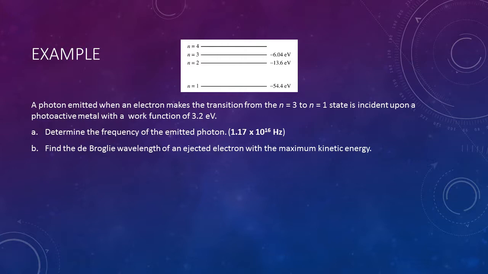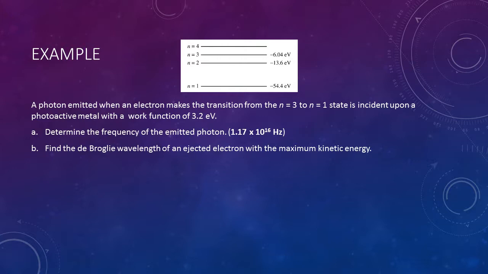So this would be a two-step problem. If I looked at this on a test or a quiz, this would not just be find that de Broglie wavelength. I'd first ask you to find the frequency of the emitted photon. This is actually the same problem that we did in our first example, so I already can tell you the frequency of that photon is 1.17 times 10 to the 16th hertz. If you want a reminder of how I figured that out, please go back, watch the first example.